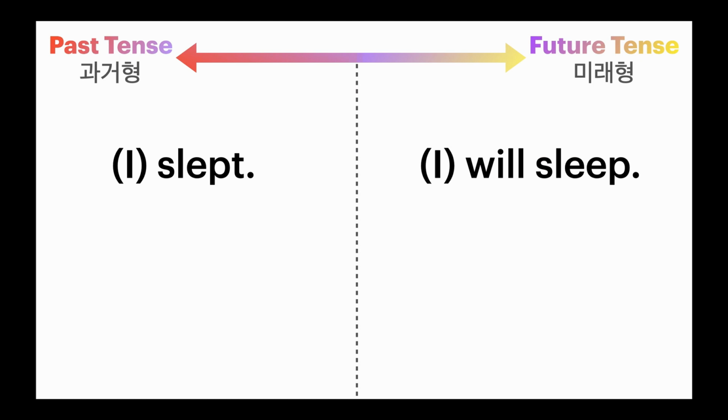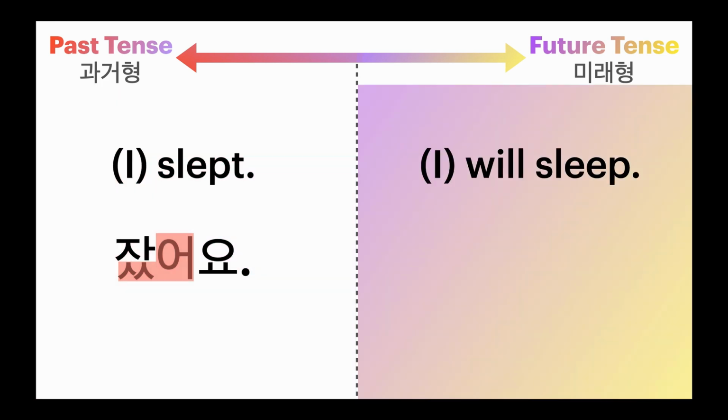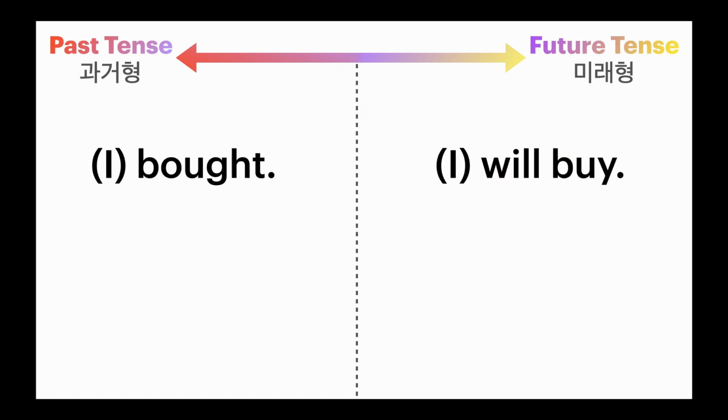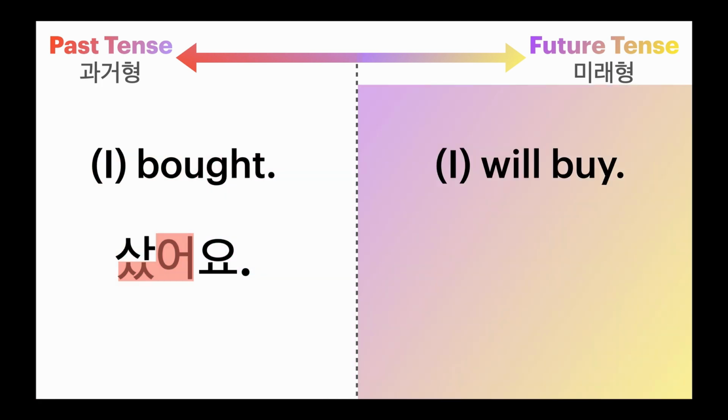I slept, I will sleep. Starting with I slept. 잤어요. I will sleep. 잘 거예요. I bought, I will buy. 샀어요. And 살 거예요.